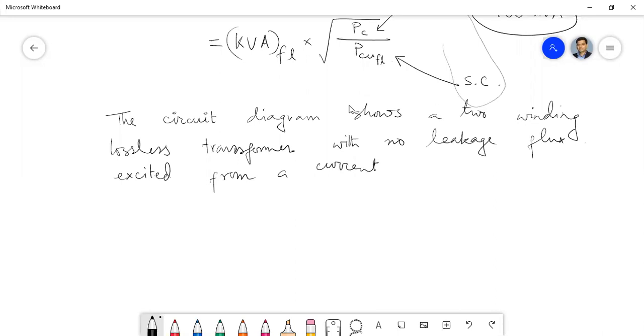Have you studied current source, voltage source, etc.? Yes, sir. In the other part of electrical, no? Basic electrical? Yes, sir.